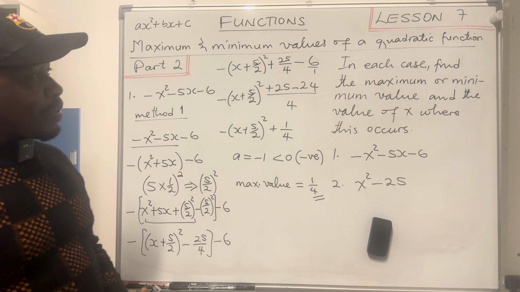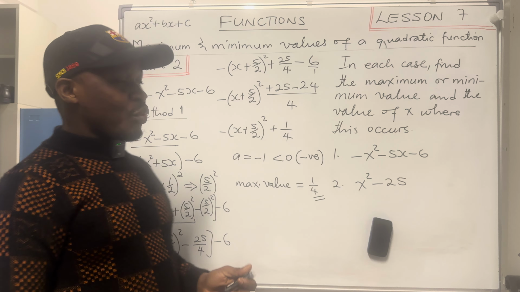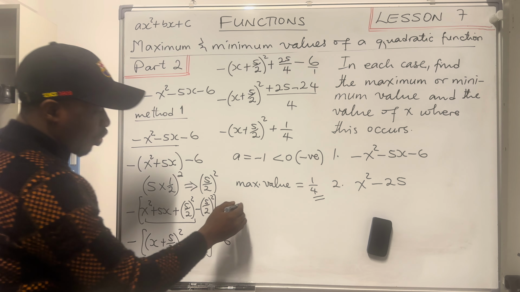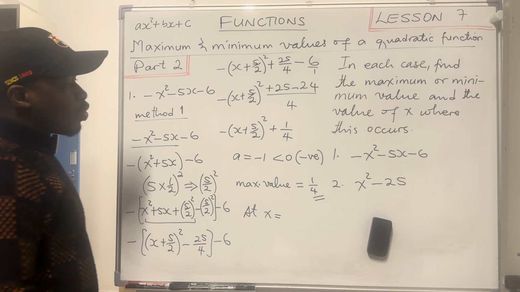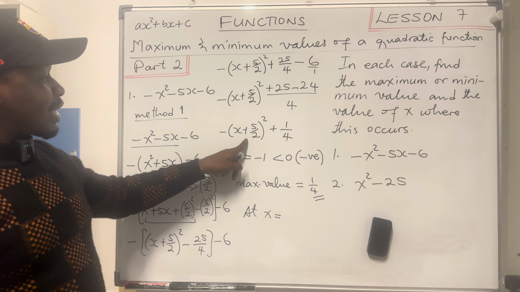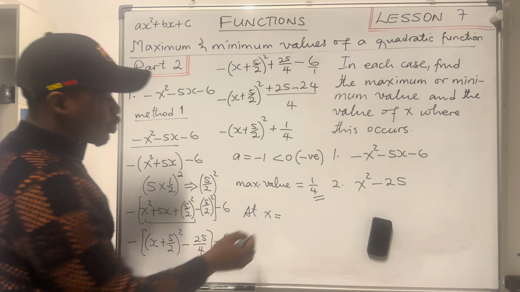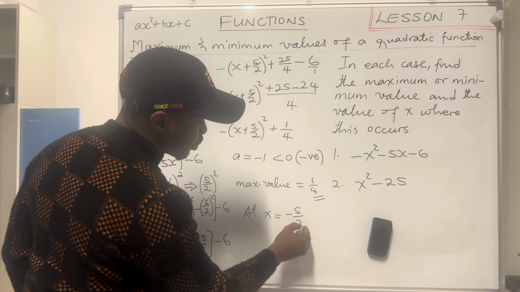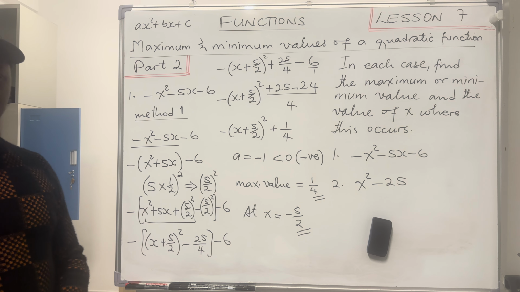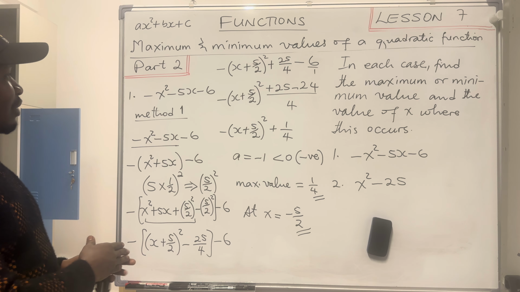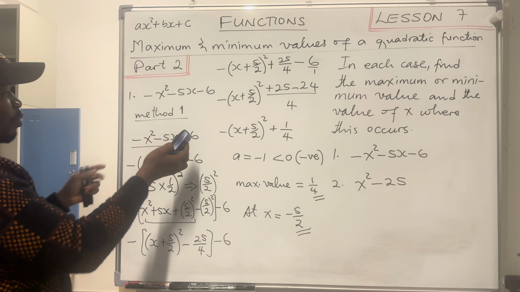And the question does not stop there. It further says, and the value of x where this occurs. So where does this one occur? It occurs at x equal to, go inside the bracket. What do we have here? Plus 5 over 2. Change the sign to minus 5 over 2. So this is where the maximum value occurs. So this is the first method for problem 1. Let's see the second method. I hope you like it.